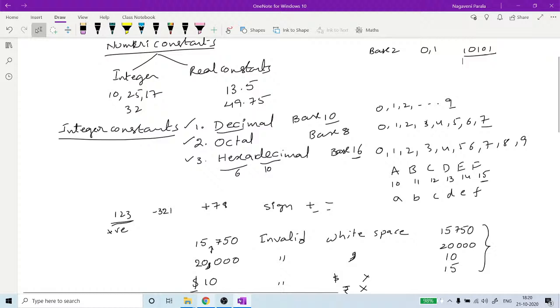And next one is hexadecimal. Hexadecimal means base 16. See here, how many numbers are there? You just count. 0 to 9 is 10, and A, B, C, D, E, F is 6 more, so it is 10, 11, 12, 13, 14, 15, total 16. But how to represent 10, 11? We don't have a specific digit, so we use A, B, C, D, E, F in either lower case or upper case.